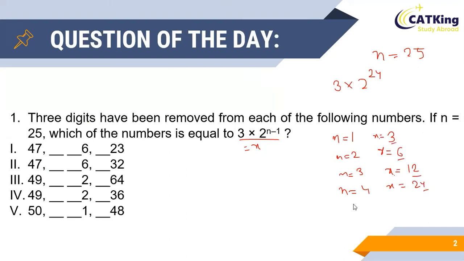And when n is equal to 5, x is equal to 48. Also, when n is equal to 6, you will observe x takes a value of 96. Again, when n is equal to 7, you will observe x takes a value of 192, that is, with unit digit 2.